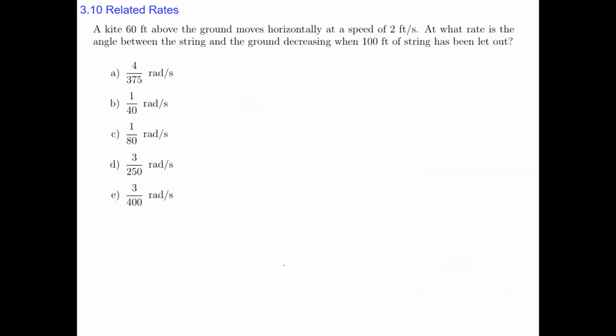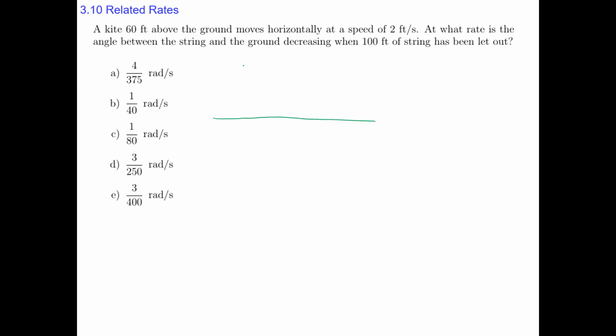Another one that I have, let's see. A kite 60 feet above the ground moves horizontally at the speed of 2 feet per second. At what rate is the angle between the string and the ground decreasing at the moment when 100 feet of string has been let out? Okay, that's the scenario.